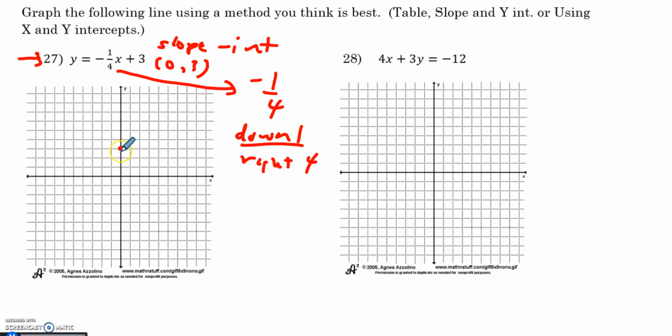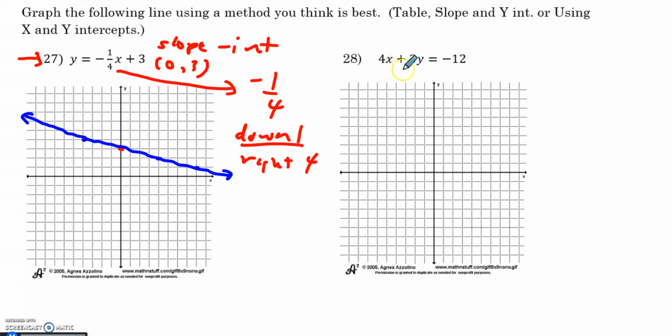So from here, I would go down 1 over 1, 2, 3, 4, down 1 over 1, 2, 3, 4. Or I could go the other way, go up 1, left 1, 2, 3, 4. I can keep doing that. But either way, my line's going to be decreasing from left to right, which makes sense with my negative slope.